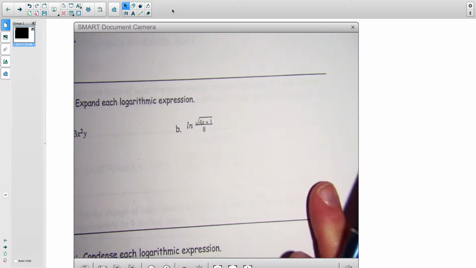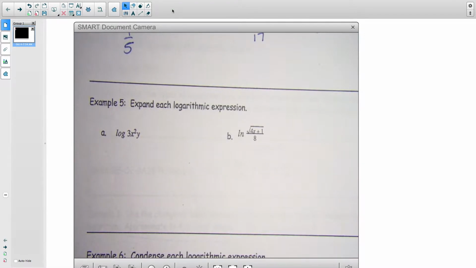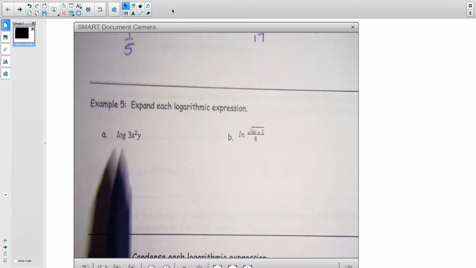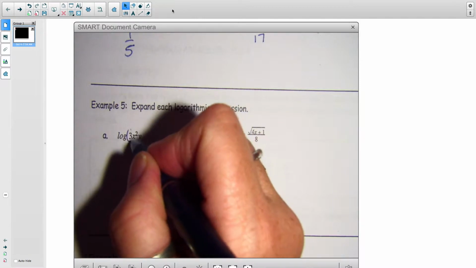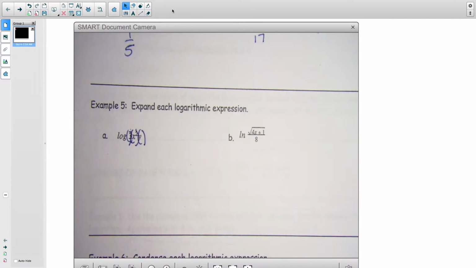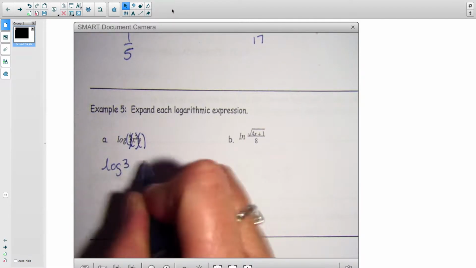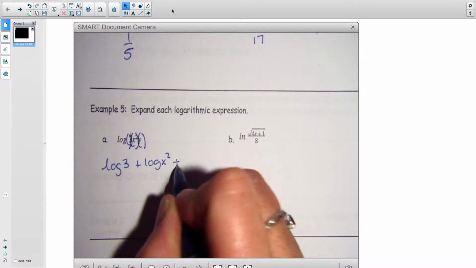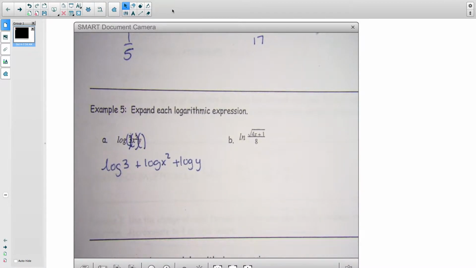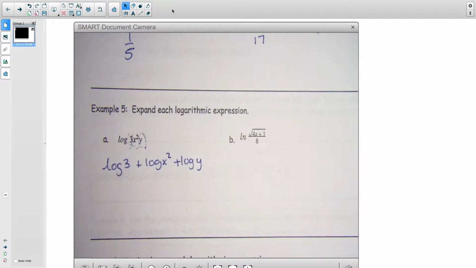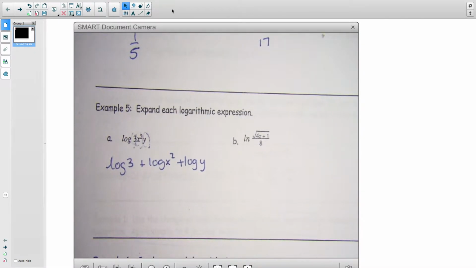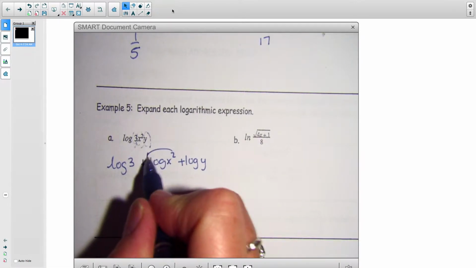Right, example 5. Expand each. Means I want to write it as big as I can. So log base 3 of x squared times y, what property will I use to start expanding this? The product. And what are we going to do with each of those factors? We're going to take the log of each factor and add it. So we've got the log of 3 plus the log of x squared plus the log of y. Can we expand it even more? We can move the 2 in front.